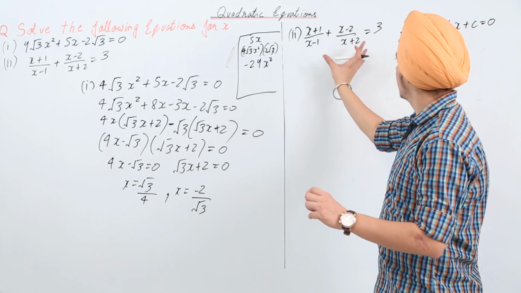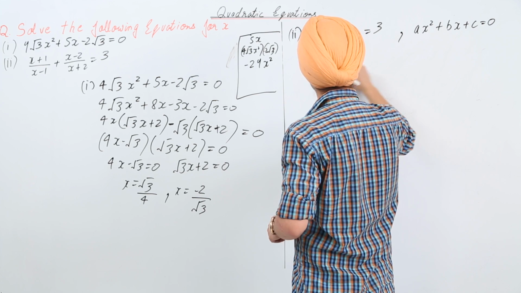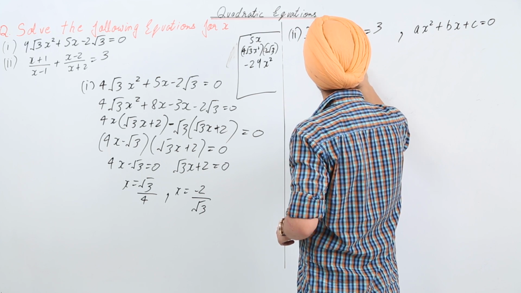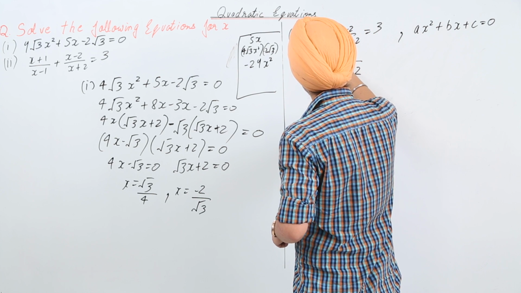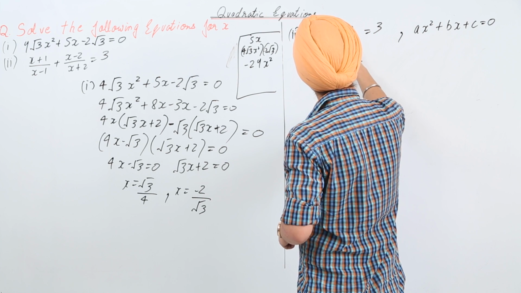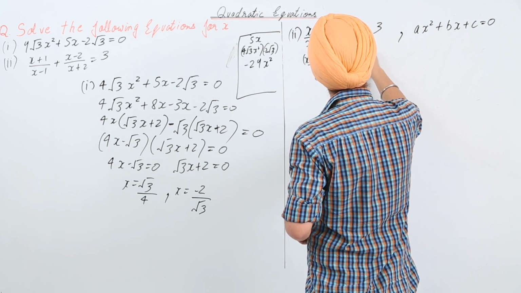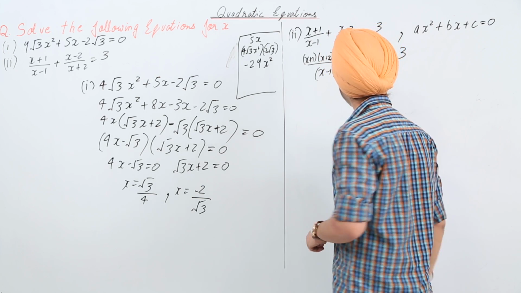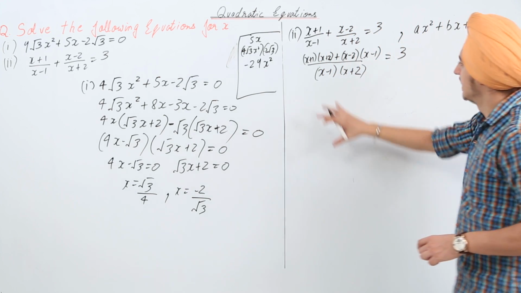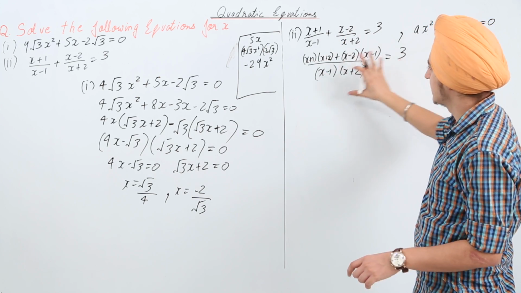First of all, we have to get this equation in this form. We take the LCM of these. So the LCM of these is (x - 1)(x + 2). (x + 1)(x + 2) + (x - 2)(x - 1) = 3. Is this step clear? We just take the LCM and we write this like this.